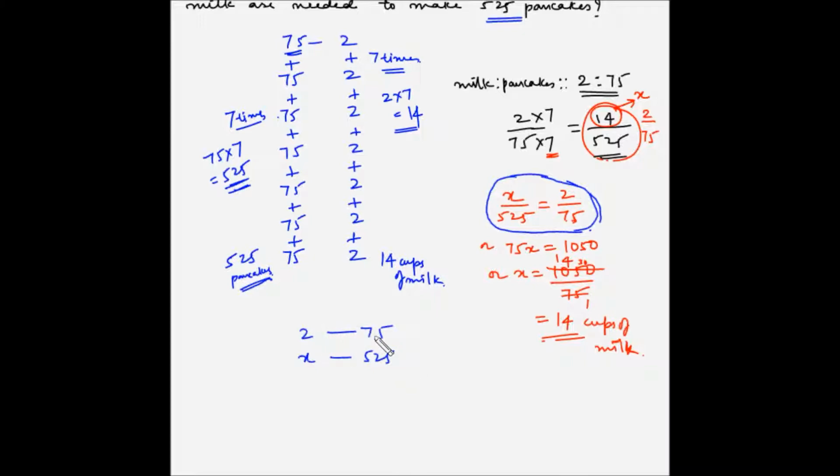Now there is a direct relationship here between the number of cups of milk and the number of pancakes. If the number of pancakes increases, the number of cups of milk will increase. So in this case we can use the principle of cross multiplication. So 2 multiplied by 525 is equal to x multiplied by 75. So again we arrive at the same thing here, 75x is equal to 1050, or x is equal to 14 cups of milk.